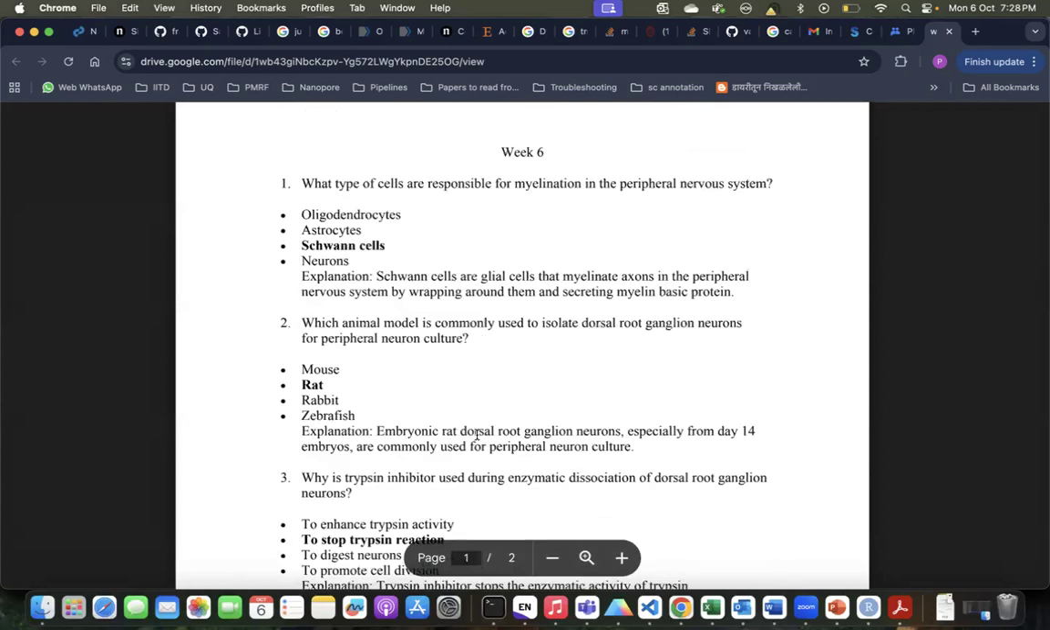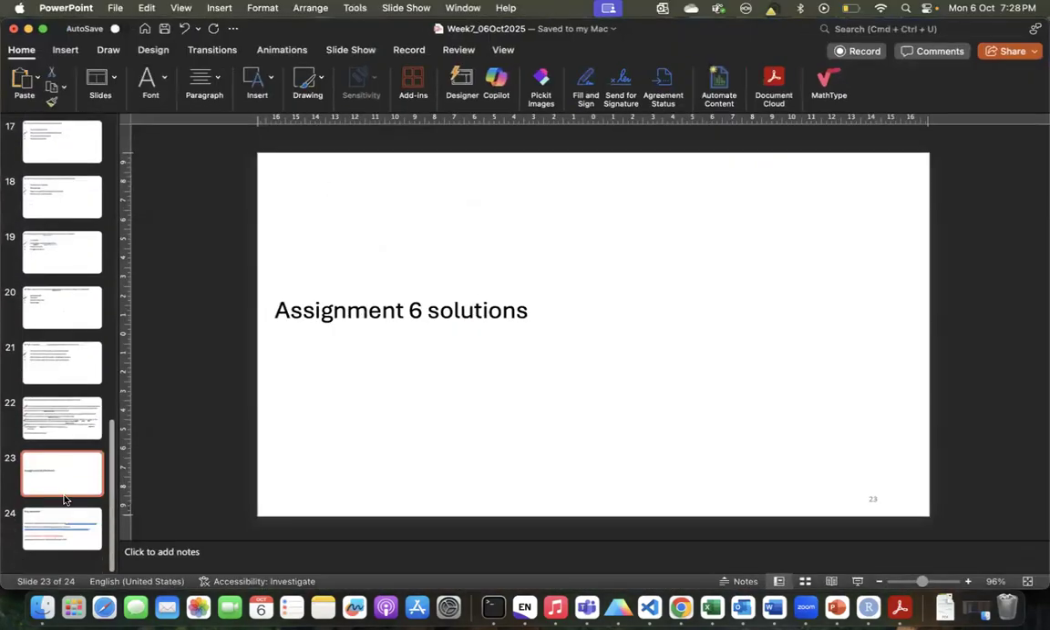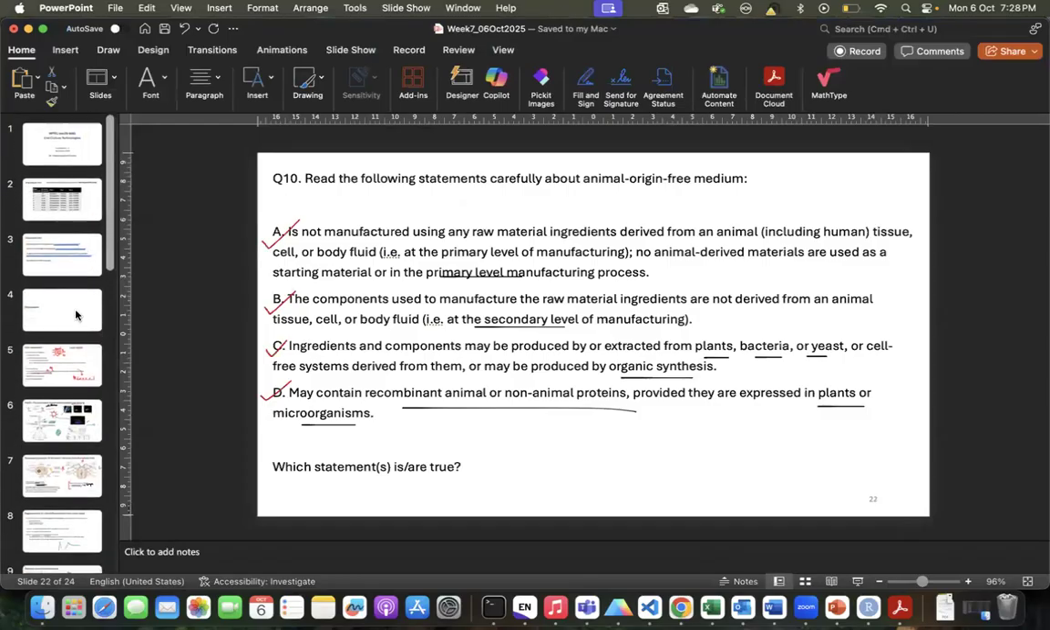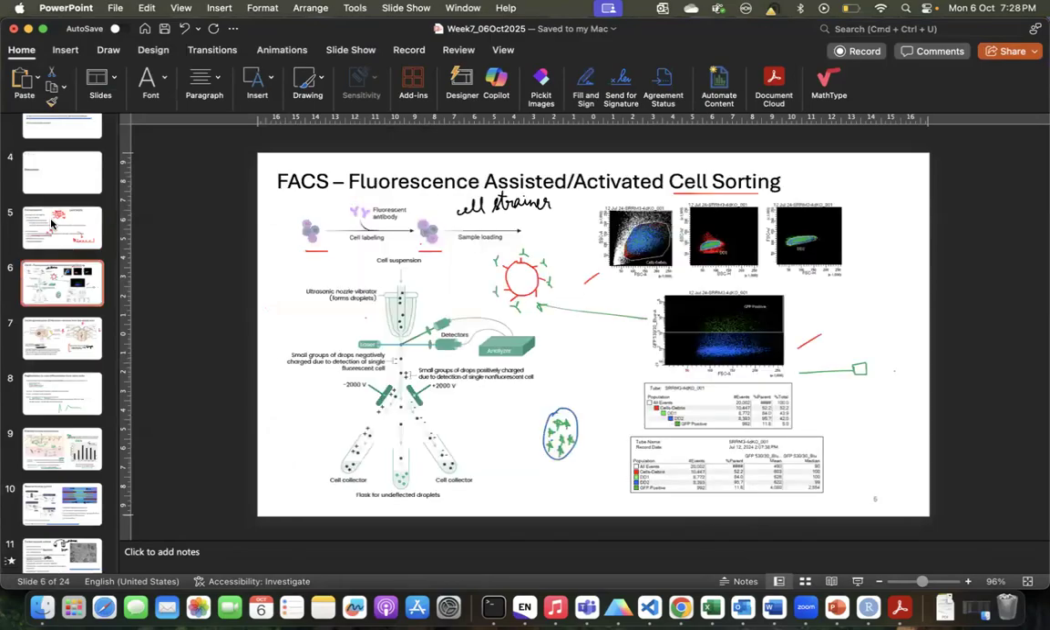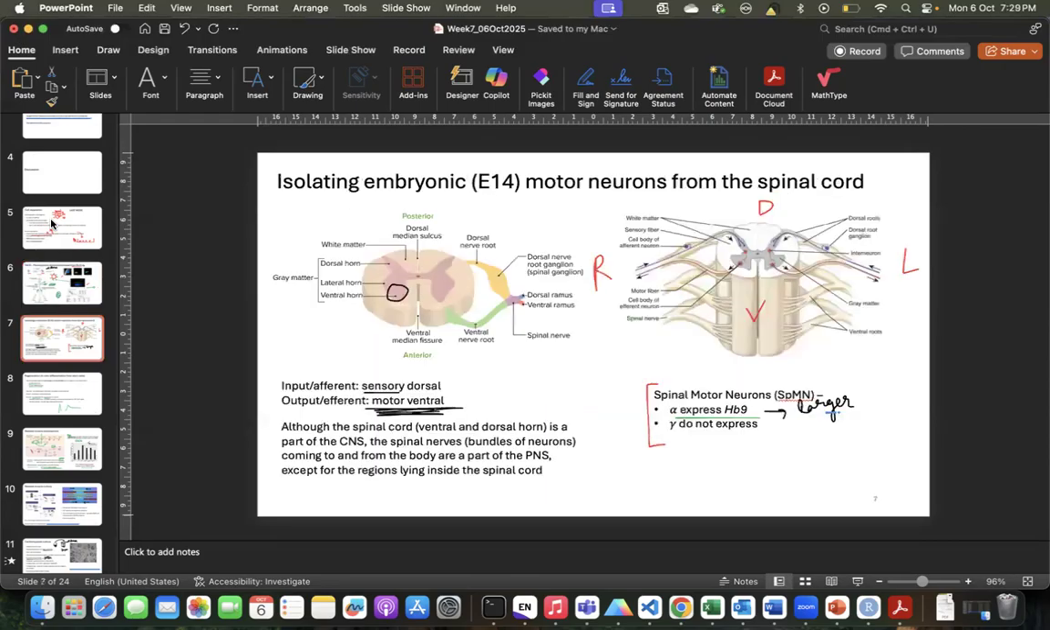All right then, so that's your week 6 assignment. I think we've covered everything. We just connected some dots from last week. FACS was discussed in detail. It really is a fancy technique, but it's very powerful, and there are just a few things that need to be taken care of. Especially, you have to ensure that whatever marker you're using can be labeled with a fluorescent antibody, and that the marker is specific to the cells you are interested in.